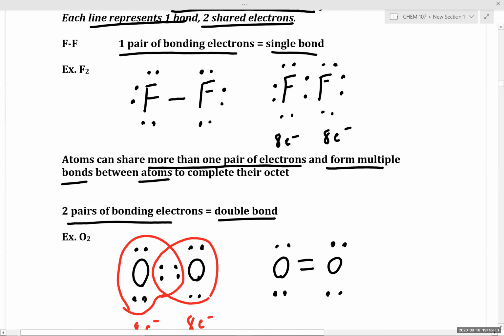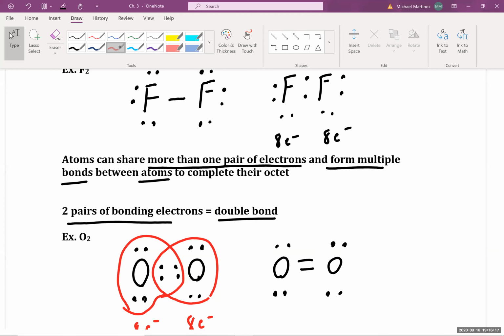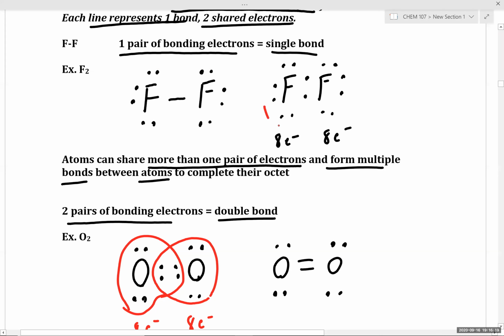So the question for fluorine, shouldn't it be 10? So if we look at each of our fluorine atoms, we have 6 lone pair electrons and 2 bonding electrons. 6 plus 2 gives us 8. Did that answer that question?